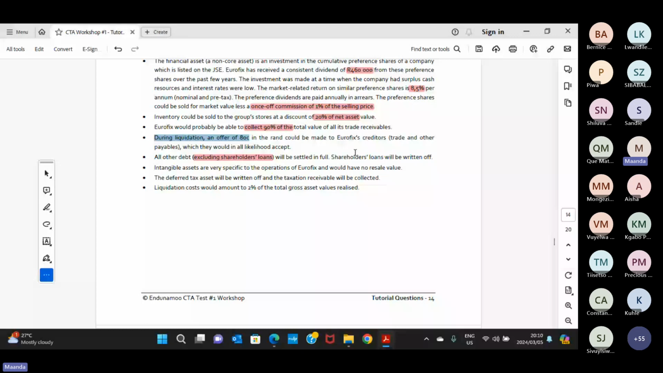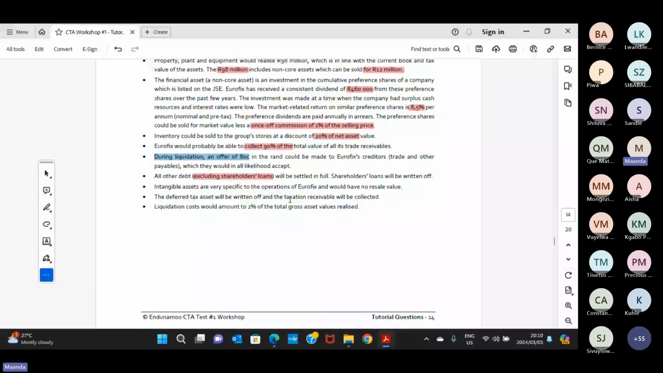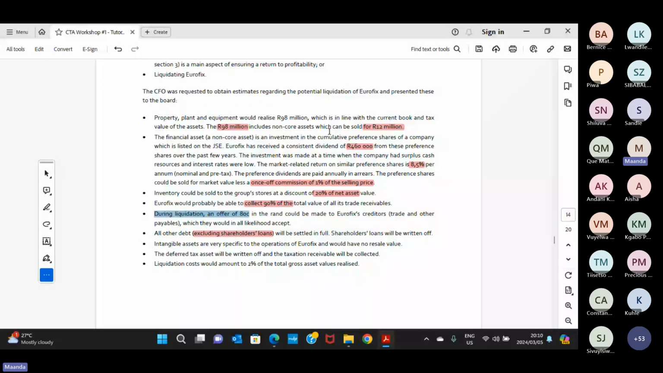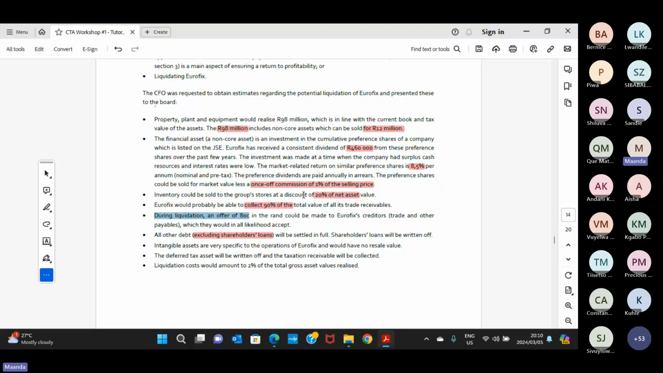Then you go to the qualitative factors of the liquidation. If we're talking about the qualitative factors, someone spoke about the Companies Act. The Companies Act talks about liquidation and the requirements that one has to adhere to. So that's something you can take into account when it talks about the qualitative factors. Remember, if you're doing this, you are actually liquidating the company, so you need to pay off everything.